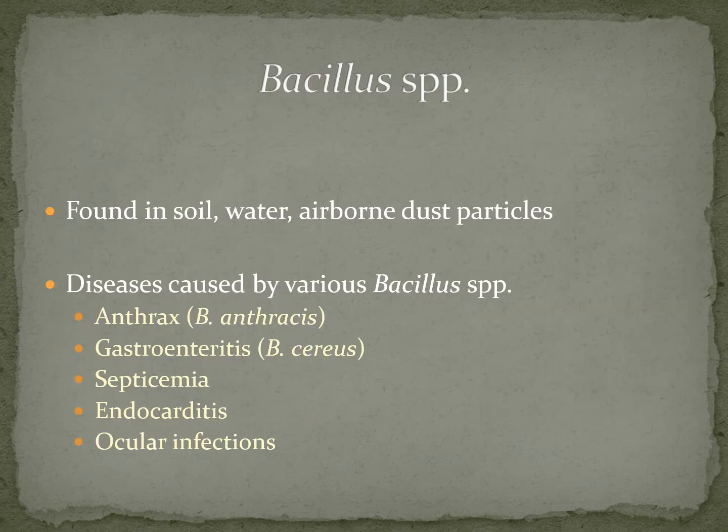More often than not, Bacillus species is a contaminant on your plates. It is found in soil, water, airborne dust particles, and it is often an environmental plate contaminant. Some diseases caused by various Bacillus species would be anthrax, caused by Bacillus anthracis, and gastroenteritis, caused by Bacillus cereus. This is a type of disease where you have a rapid onset of food poisoning, and there's about 1 to 6 hours until symptoms arise. Bacillus also causes septicemia, endocarditis, and ocular infections.